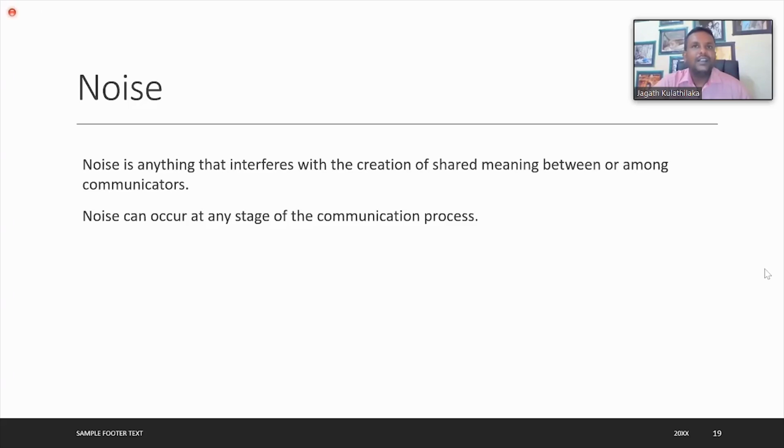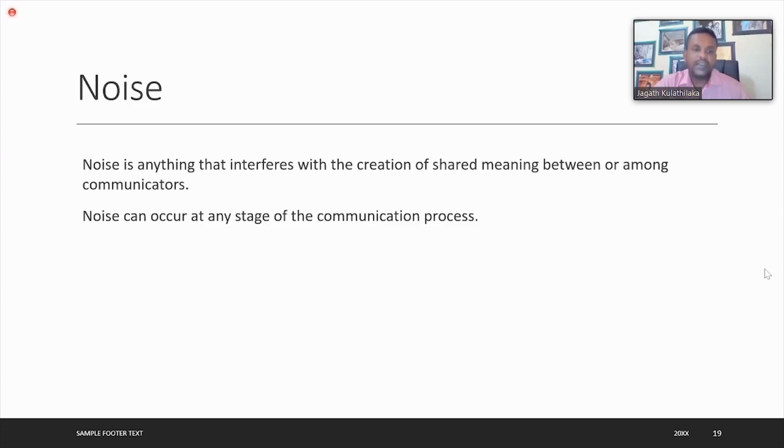Because you cannot concentrate on developing a shared meaning. You cannot listen properly. You cannot hear things properly. If you are right now in a petrol queue and in the middle of the road, that is also noise for this communication, right? So anything that interferes with the creation of shared meaning between or among communicators is known as noise.